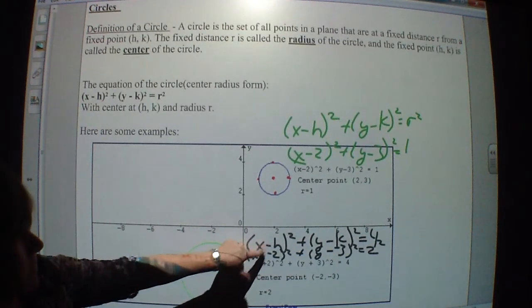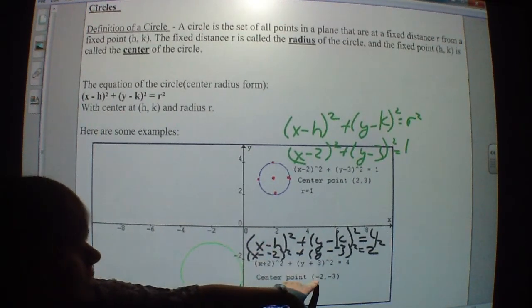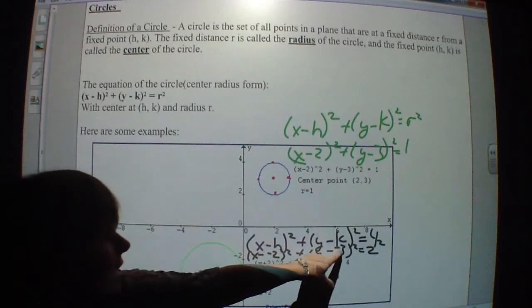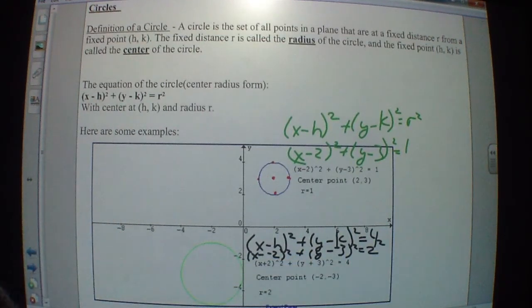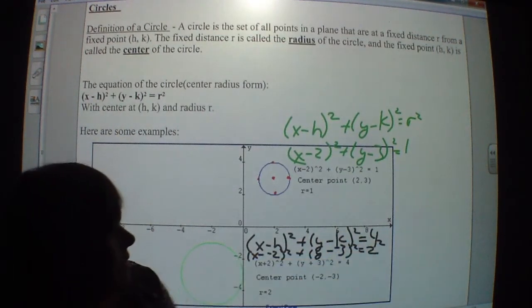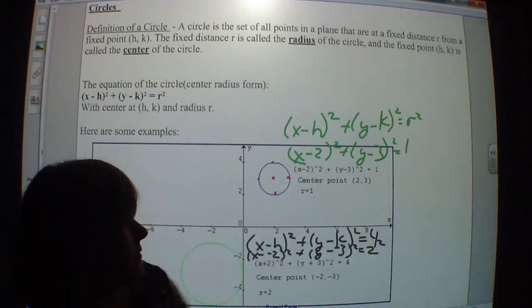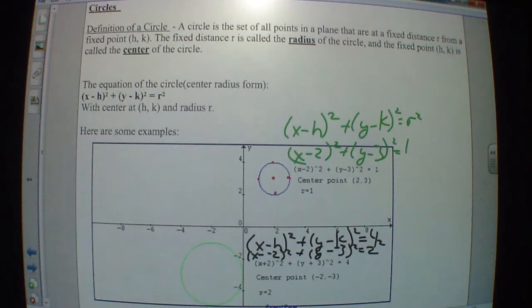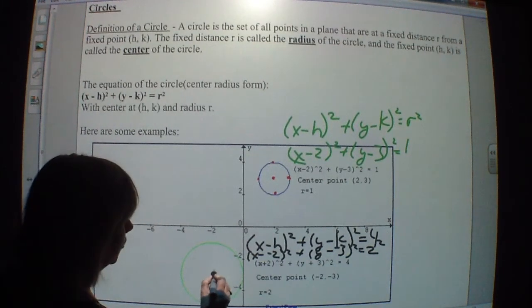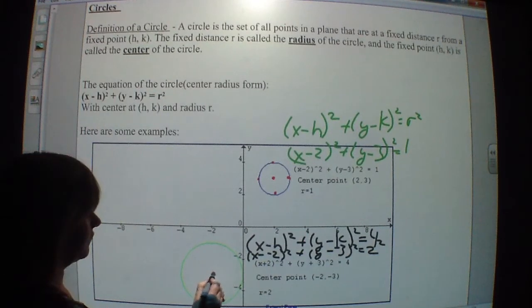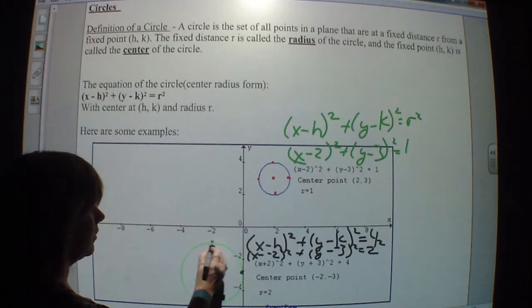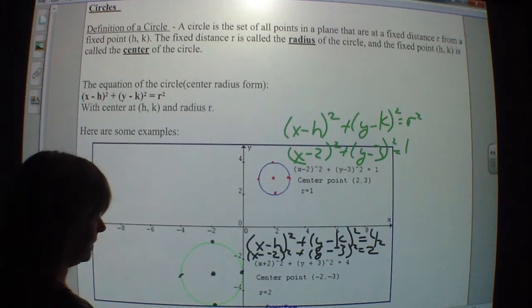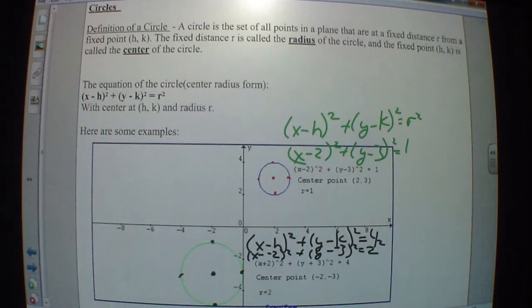So I have x minus, so negative 2 is my h, negative 3 is my k, and 4 is r squared, so 2 squared is r squared, so r is 2. So if I were graphing it, I would graph the center point of (negative 2, negative 3), and then from this point, I would go 2 in all directions, and then I would draw my circle.